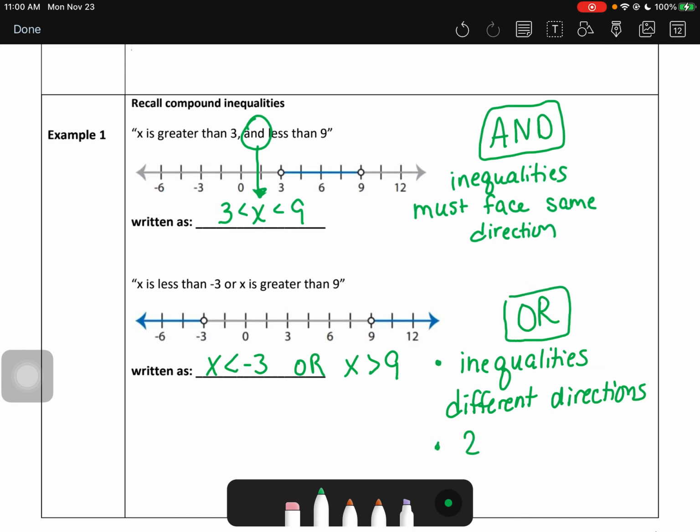And it's 2 separate inequalities. It's 2 pieces. This is one inequality.